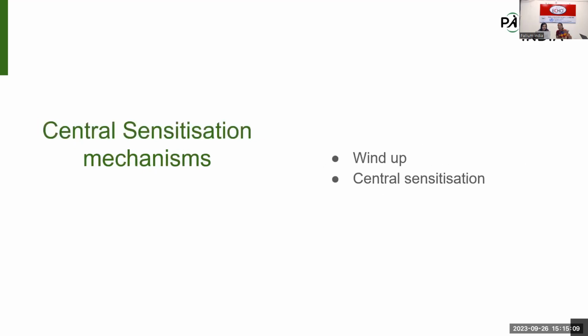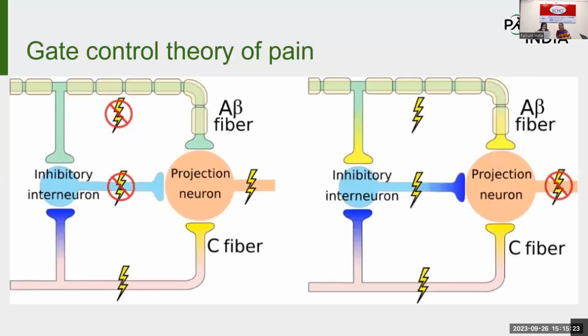Next one. So central sensitization is what we saw. This wind up and central sensitization. Basically, wind up is short lasting. Central sensitization is a long lasting one, which can stay on for a long period. When you see this, this is one bit of physiology which we need to be aware of. This is called the gate control theory of pain, which was proposed in 1965 by Melzack.